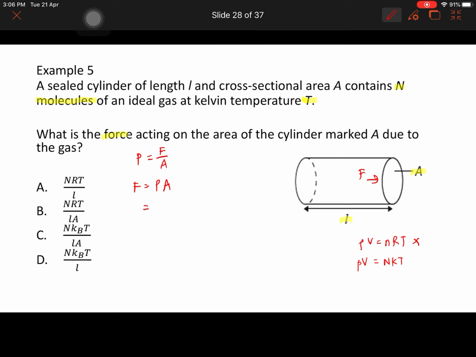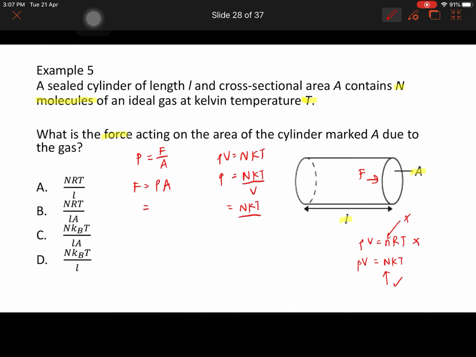Now I will not use the first one because in the question they didn't give me the number of moles. Whereas in the question they gave me the number of particles. So I will use PV equals nKT. Now if I have PV equals nKT, what is P equal to? P is equal to nKT over V.